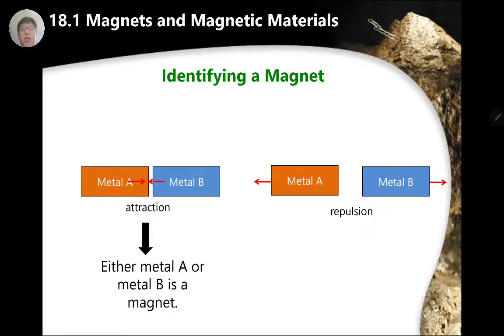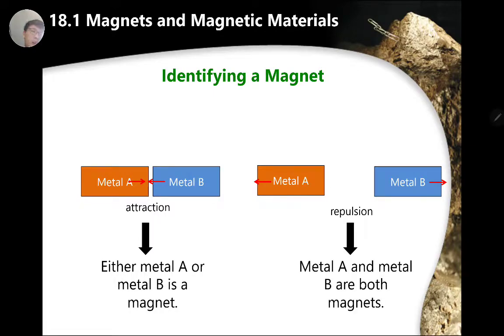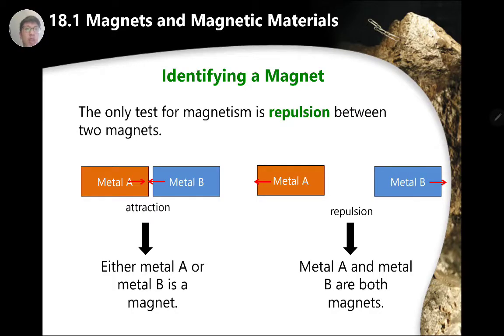What if you see repulsion, right? So you see this other scenario here, metal A and B repel each other, right? Then what can you conclude about that? Immediately you can conclude that both metal A and B must be magnets. Why? Because the only test for magnetism is repulsion between two magnets. Okay, I say again, the only test for magnetism is repulsion between two magnets, right?